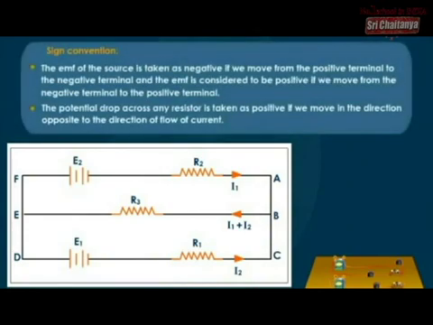According to the sign convention, the EMF of the source is taken as negative if we move from the positive terminal to the negative terminal, and the EMF is considered to be positive if we move from the negative terminal to the positive terminal. The potential drop across any resistor is taken as positive if we move in the direction opposite to the direction of flow of current and vice versa.